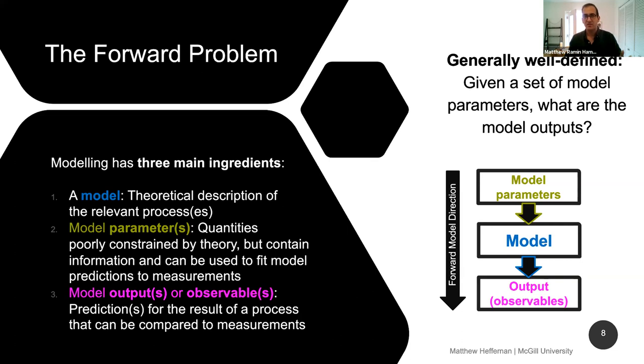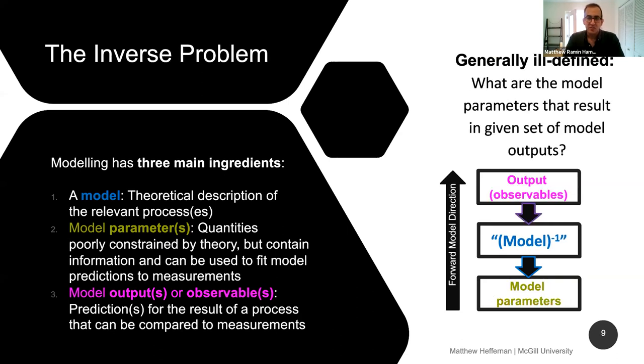And so what we're really looking at here is three components. You have a model, that model has some parameters, and that model also has some outputs. And those parameters are, in all likelihood, poorly constrained by first principles theory, but you can use them to fit the model predictions to measurements. So this is generally a well-defined problem. It's well-posed. There's pretty much a direct mapping of set of model parameters to a set of outputs. That's the first problem that we'll define.